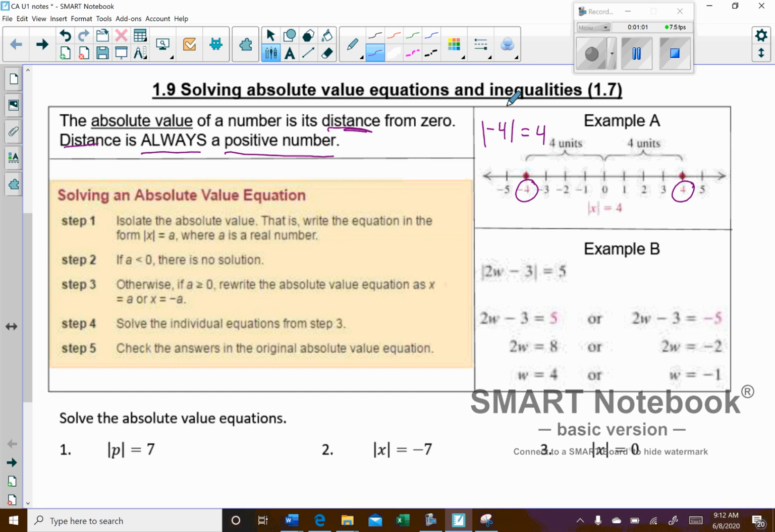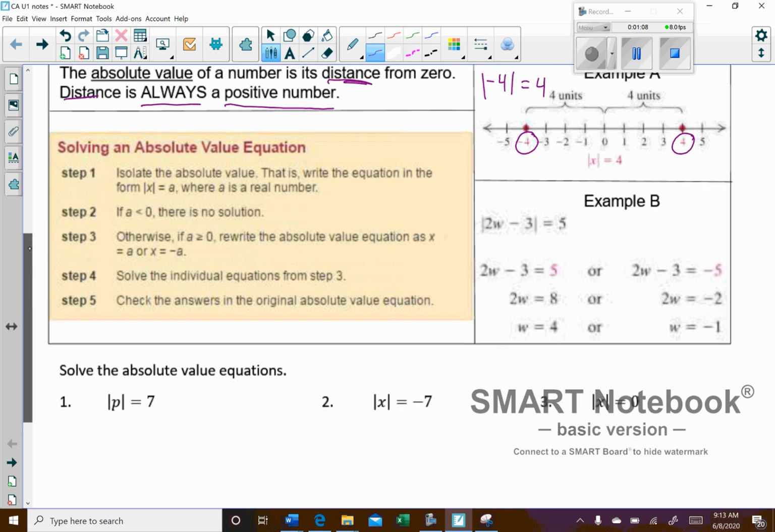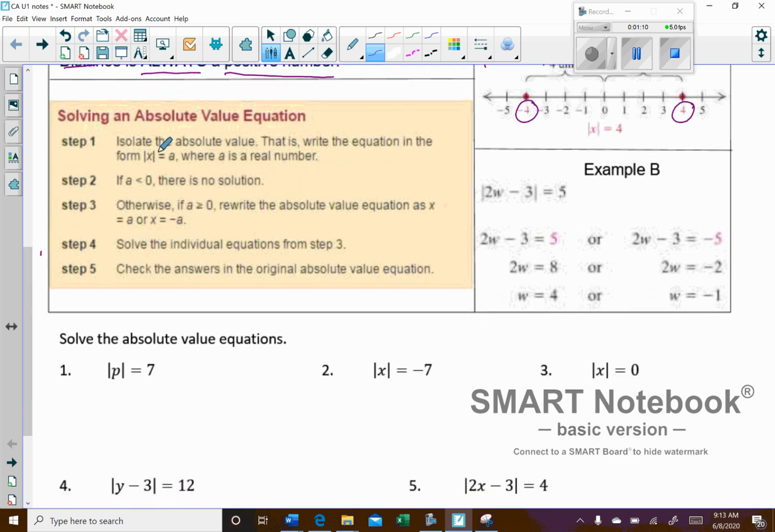So what we're going to do is solve some equations that deal with absolute values. And here are the steps for doing that. Isolate the absolute value. That is, write the equation in this form: the absolute value of your unknown is equal to a, where a needs to be some number. Okay. If a is less than 0, there's no solution.